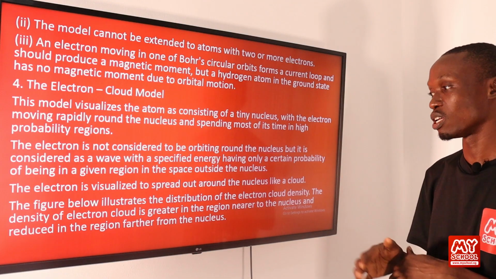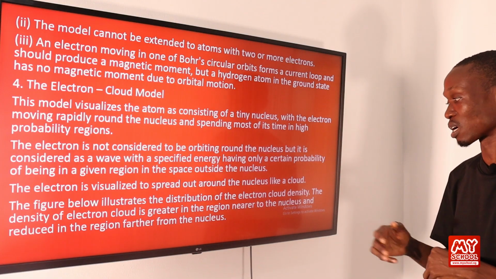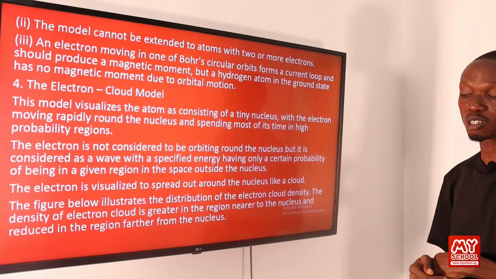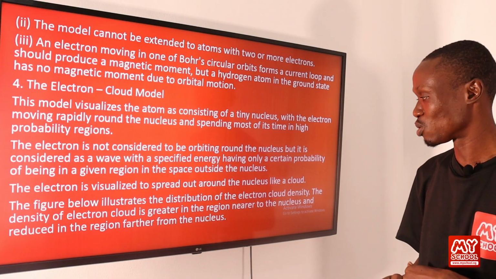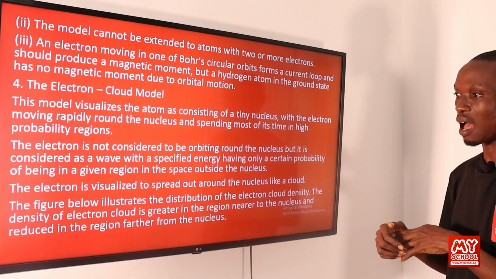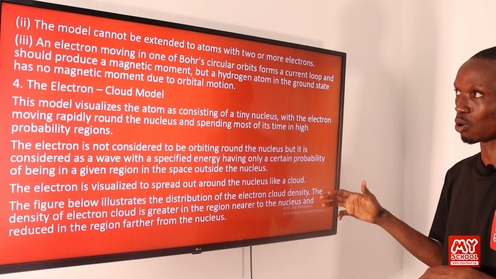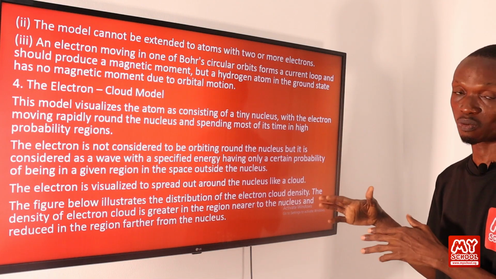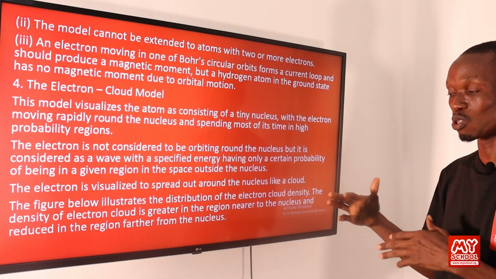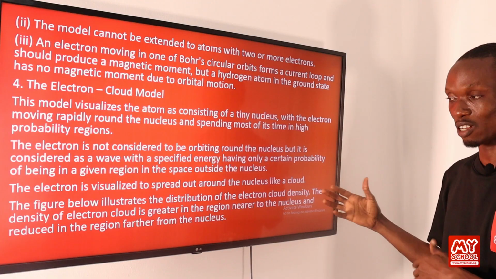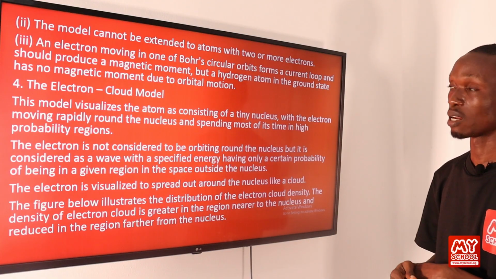So the figure below illustrates the distribution of the electron cloud's density. The density of the electron cloud is greater in the region nearer to the nucleus and reduces in the region further from the nucleus. Okay, and the reason for that is because of the attractive force that exists between the nucleus and the electron, right? So let's move to the next slide.